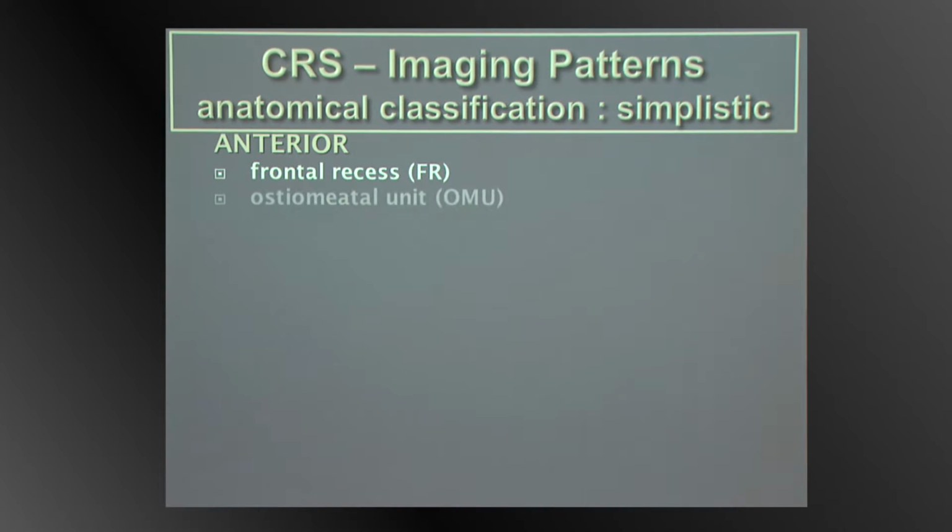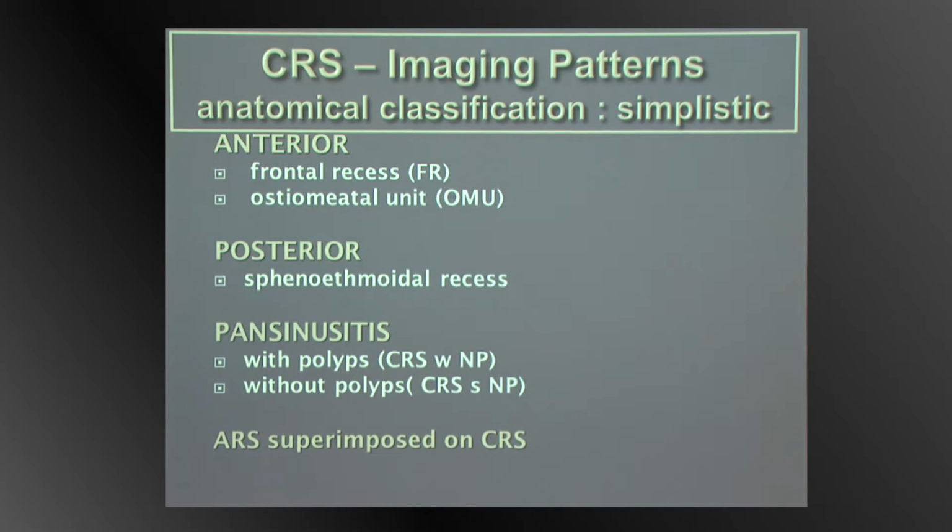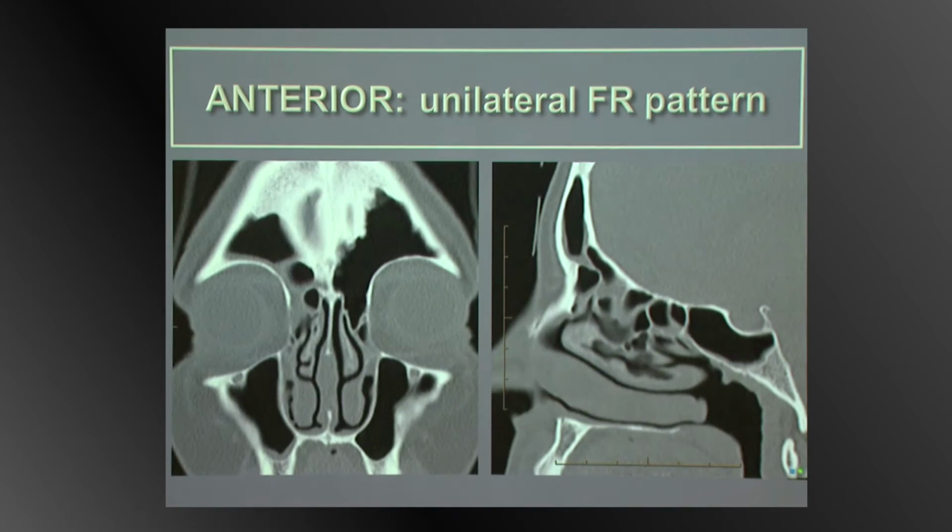So we tend to classify it into anterior and posterior groups. So anterior: frontal recess or osteomeatal unit, and posterior: the sphenoethmoidal recess, and then all groups, with polyps or without. And that should really form the basis of how you give a conclusion of the pattern of disease. Or the entity of acute rhinosinusitis superimposed on chronic rhinosinusitis, which is more of a clinical diagnosis but can be supported by seeing fluid levels and pneumatized secretions. Then the rag bag of things.